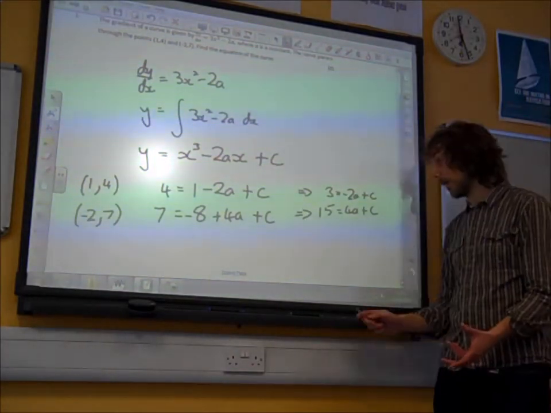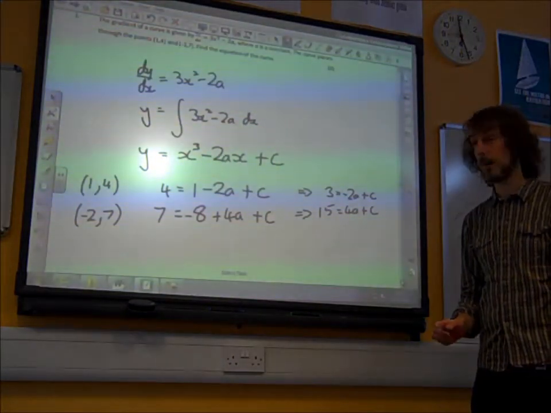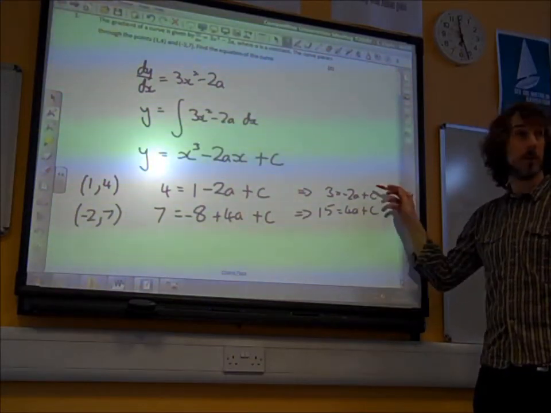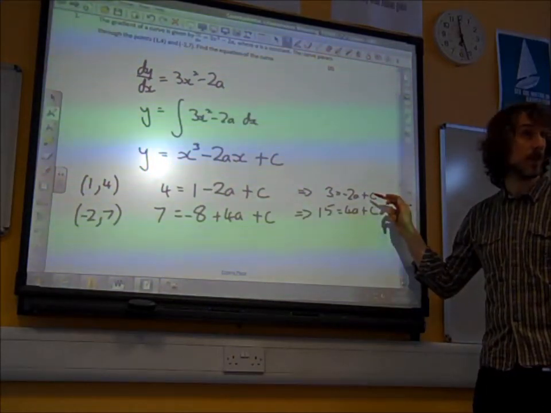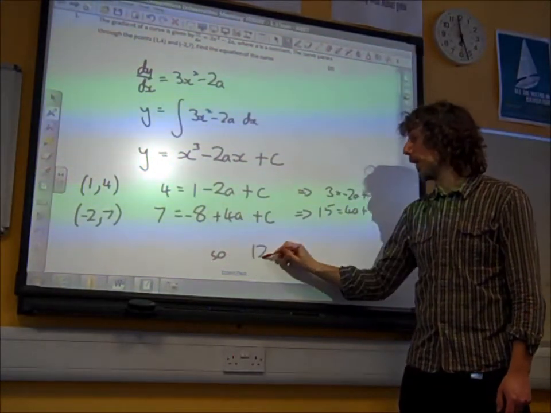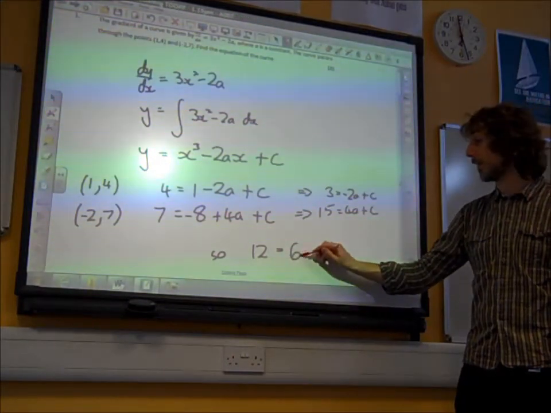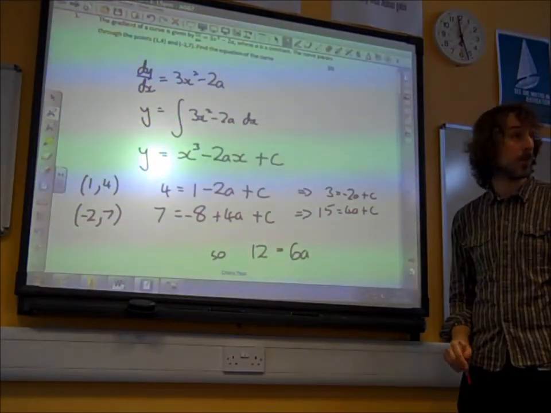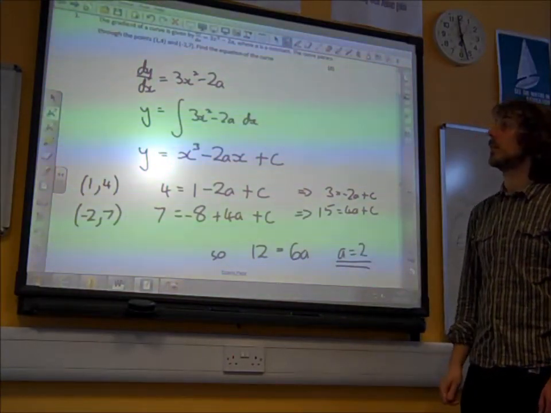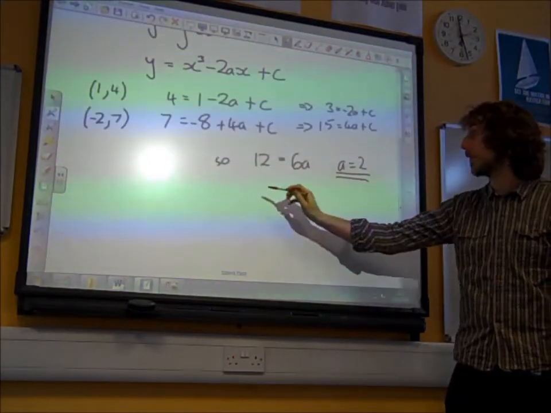So all we want to do now is to think how we would solve these. It's up to you what you do. I might think, well, an easy way to do this would be to do the bottom one, take away the top one. That makes sense, doesn't it? If I do 15 take away 3, I get 12. If I do 4a take away negative 2a, I get 6a. If I do c take away c, I get 0. So a equals 2. Tremendous.